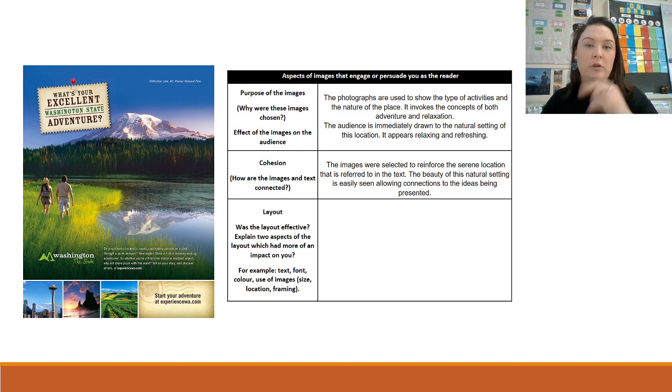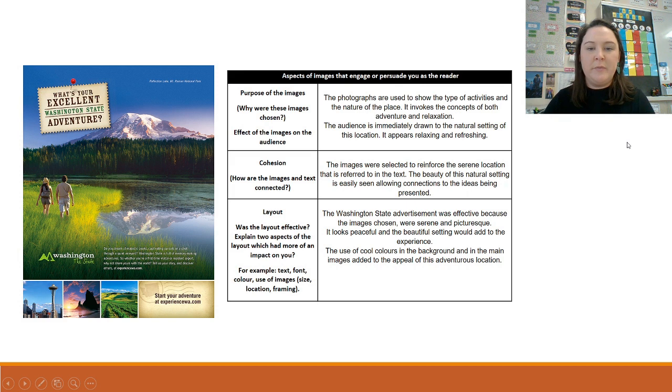Choose two things that you would like to talk about and tell me, do you think that the layout was effective? Off you go. I've dropped in a response that I would write. So whatever you write is up to you, provided that you have talked about the layout, whether you think it's effective, and chosen two particular things to talk about. I've talked about the pictures and the colours, but it's up to you what you would like to write.